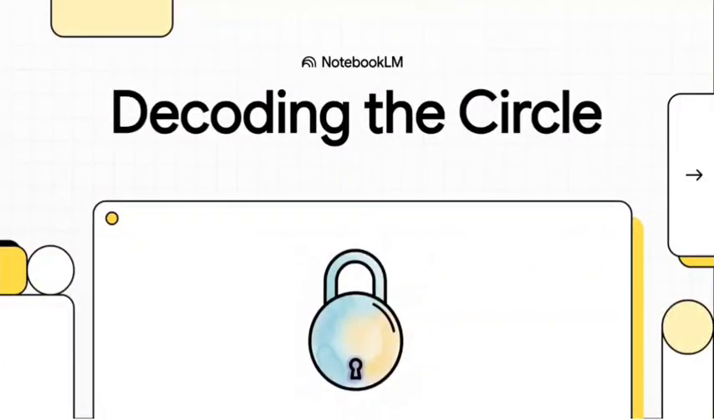Crack the code on one of the most perfect shapes in all of geometry, the circle. We're going to break down the hidden language that governs everything you see, from a simple pizza slice to a planet's orbit. We'll turn those complex rules into simple, visual ideas you can actually use.